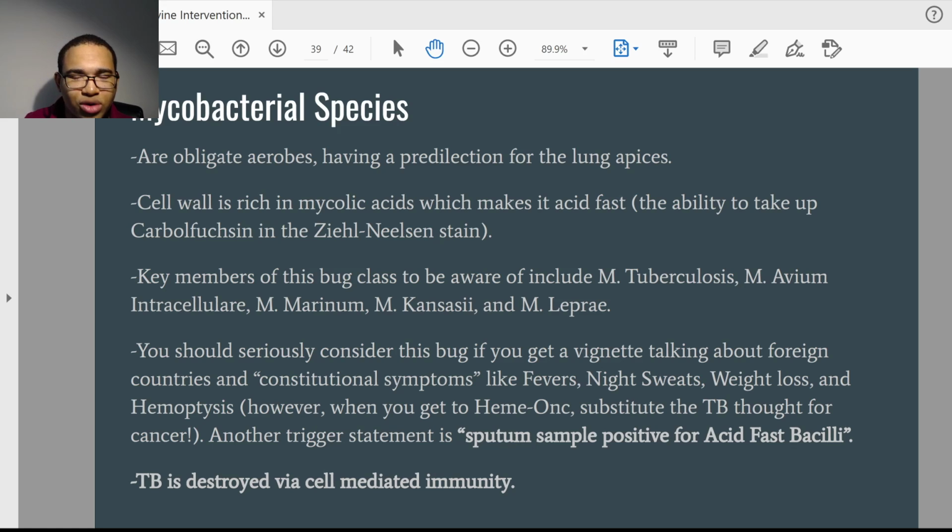And again, the big ones you want to keep here: MTB, right? So Mycobacterium tuberculosis; Mycobacterium avium intracellulare, that's going to be an HIV patient; Mycobacterium marinum, right? So marinum, water exposure; Mycobacterium kansasii; and then Mycobacterium leprae. Classic presentation of Mycobacterium leprae on an exam is the person will have anesthesia, right? So they don't feel cool parts of their body. They may even have deformities over their ears, over their nose, and they'll have chronic symptoms.